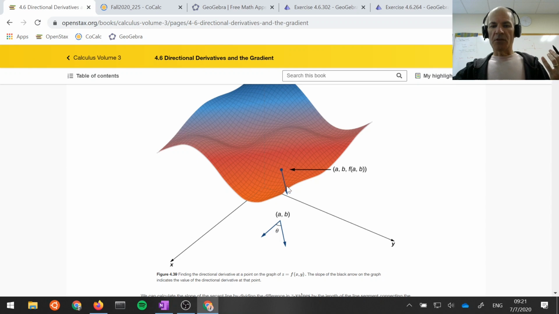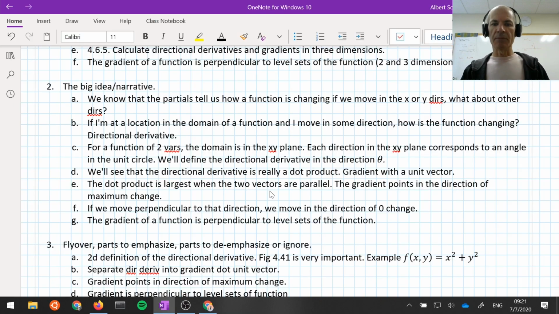But what about this direction? What if I want to move in some direction that's not necessarily parallel to the x or y direction? How do we get our hands on the rate of change in that direction? That's what the directional derivative is for, and that's what we'll talk about in a minute.